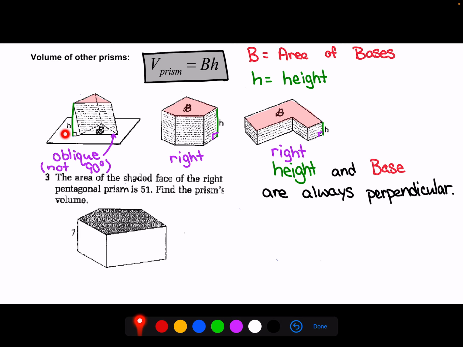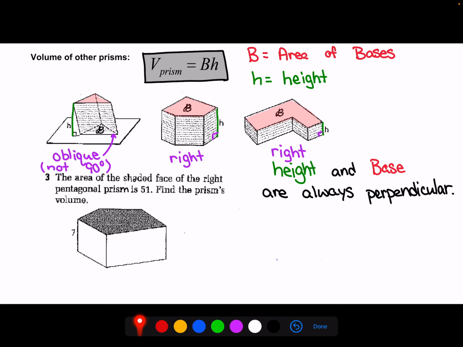And if you run into something like this, there are quite a few different methods you can use to find that height. If you have one of the values, or two of the values even, you can use Pythagorean's theorem. If you have one value and an angle measure, you can use SOHCAHTOA. There are lots of different ways to solve for that height. But just keep in mind that height will always be perpendicular to our base.